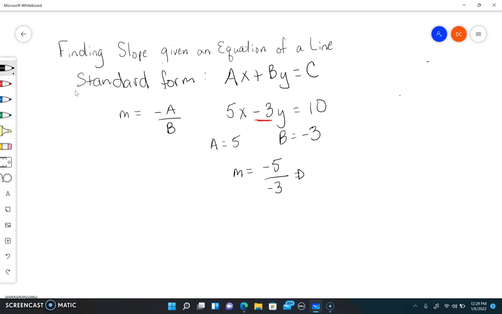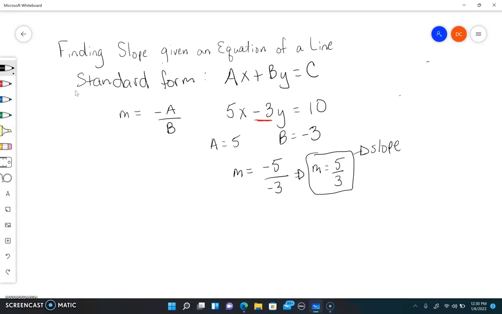Now we can simplify this, right? A negative divided by a negative is a positive. So -5 divided by -3 gives me a +5 over 3. All right. And so this is my slope for this line.